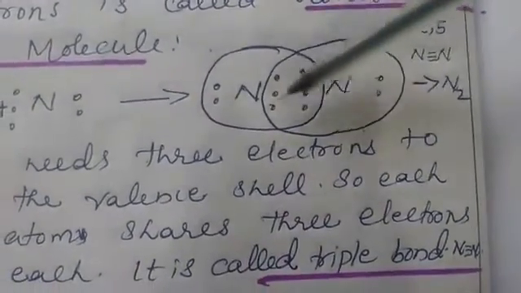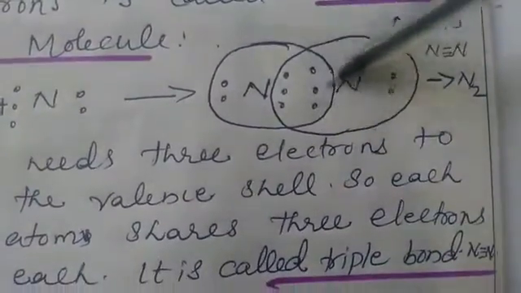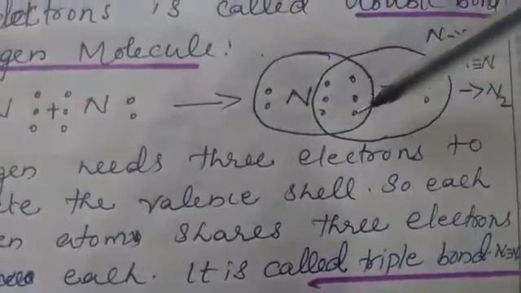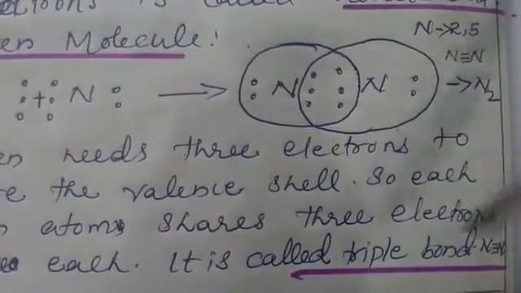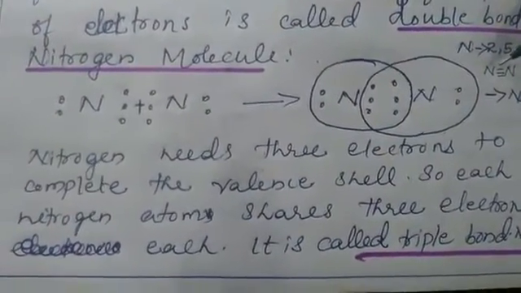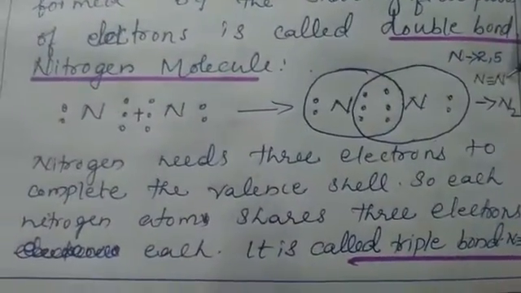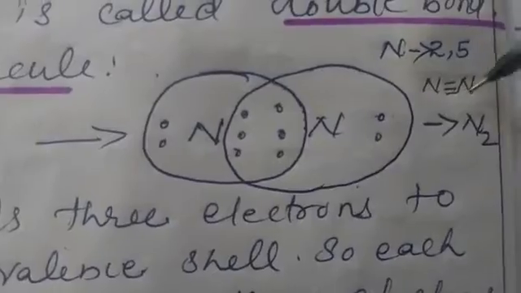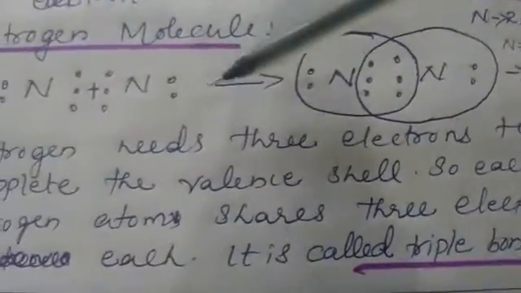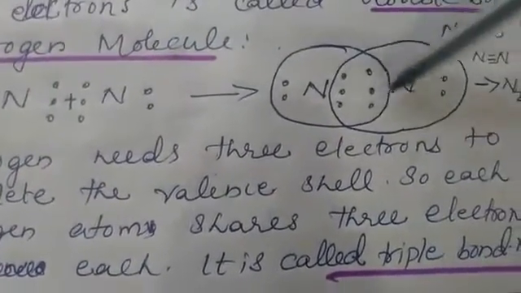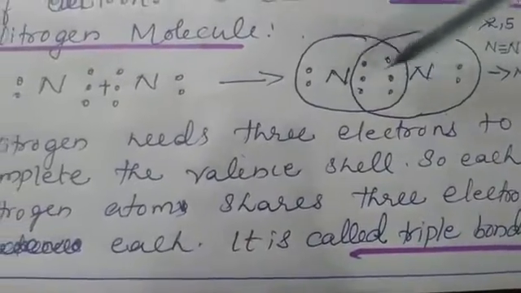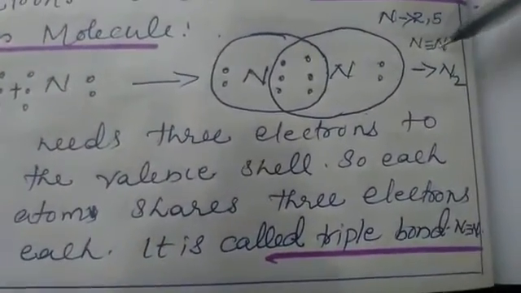So totally we can say that in this case 3 pairs of electrons are shared. They are not at all giving, but they shared the 3 pairs of electrons. So the covalent bond formed by the sharing of 3 pairs of electrons is called a triple bond, and it is represented as N triple bond N. Is it clear? It is represented as N triple bond N, and thus N2 molecule is formed. So it is by the sharing of 3 pairs. 3 pairs means total 6 electrons are shared by these 2 nitrogen atoms, and thus form N triple bond N.